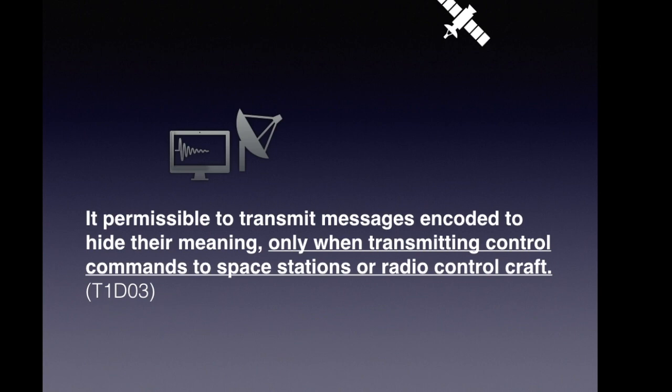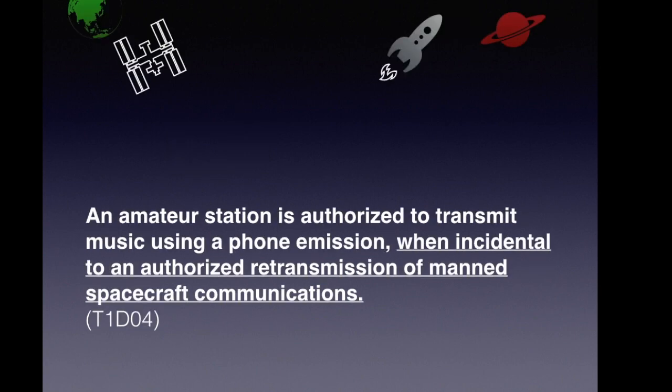So the question reads, it is permissible to transmit messages that are encoded to hide their meaning only when transmitting control commands to space stations or radio control craft, such as a drone. Another thing we're prohibited from doing as hams is to transmit music. However, the exception is if an amateur station is authorized to retransmit music using a phone emission when it's incidental to authorized retransmission of manned spacecraft communication.